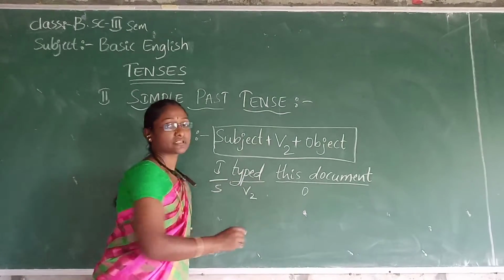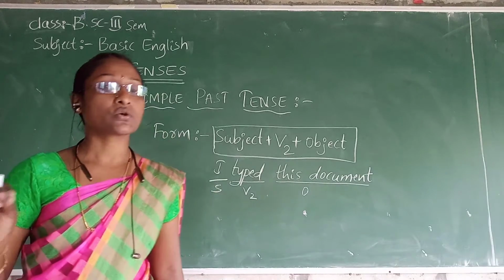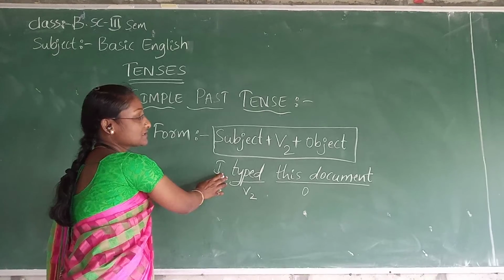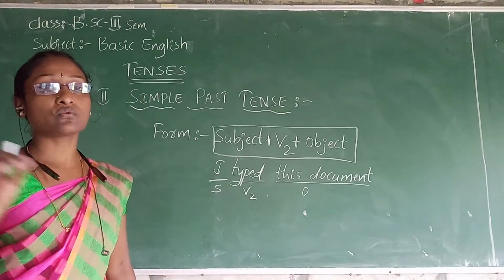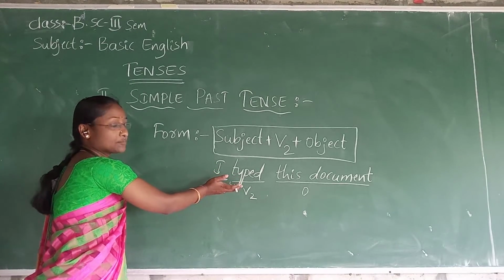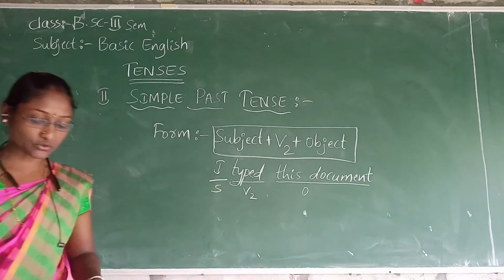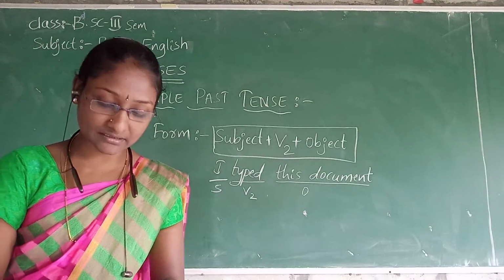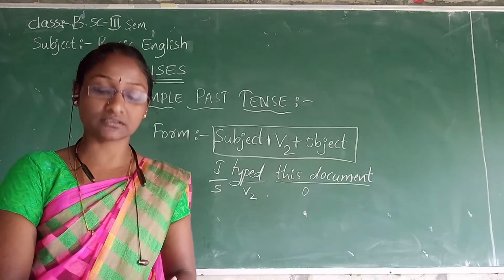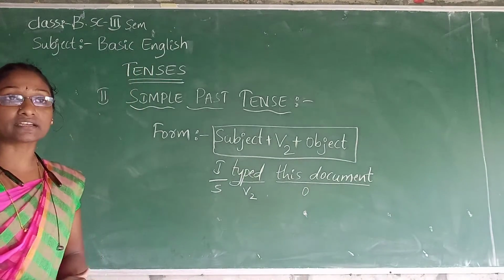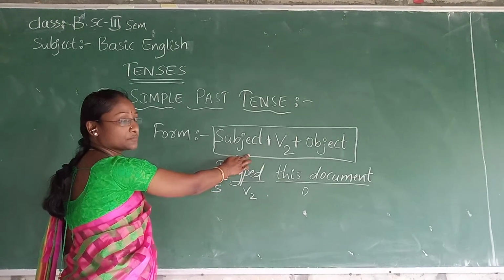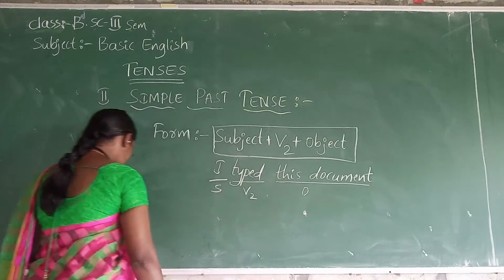Type, typed, typed; write, wrote, written; go, went, gone. But we are using just the V2 form. Go, went: we use went. Type, write, wrote, drink, drank, sing, sang, bring, brought, read, read. All these we call the V2 form. It means verb second form.